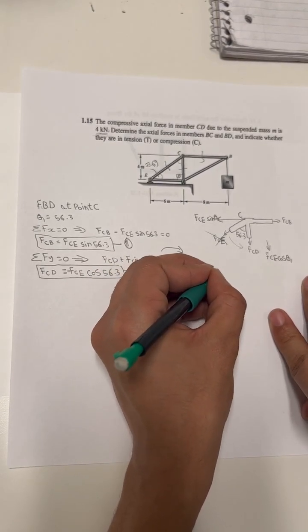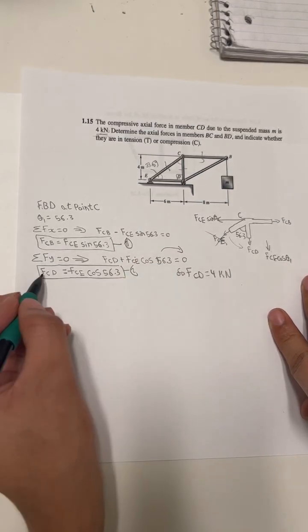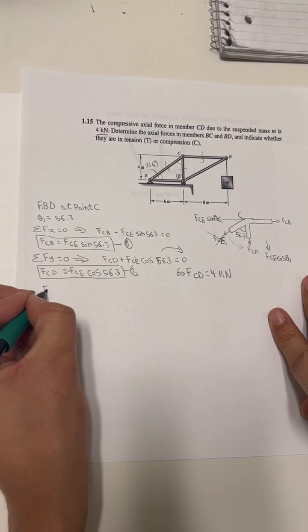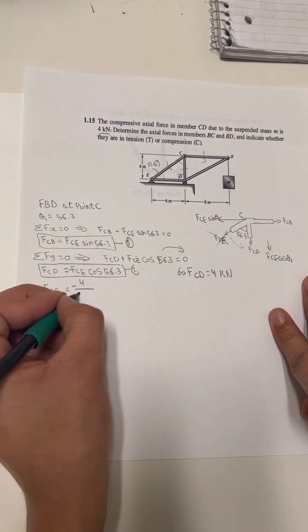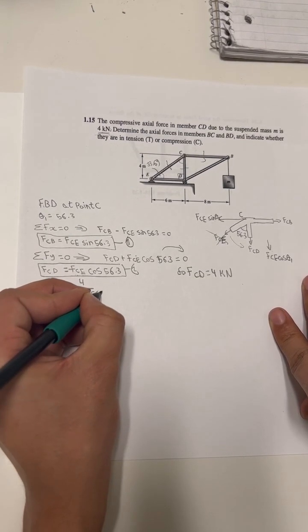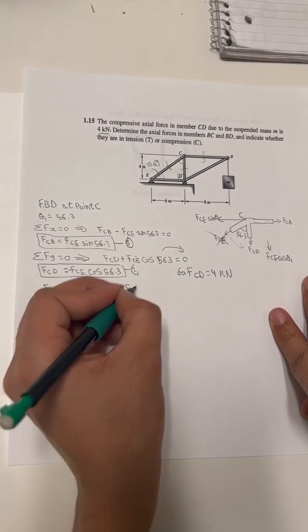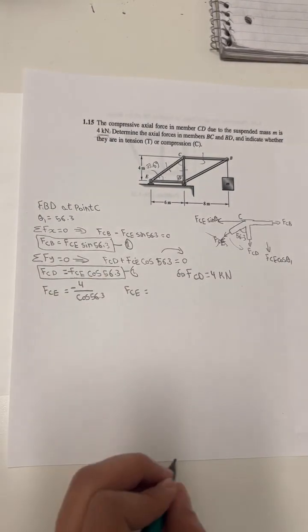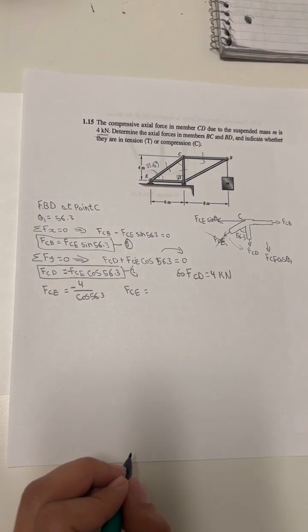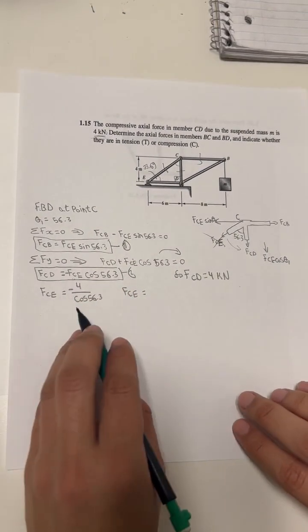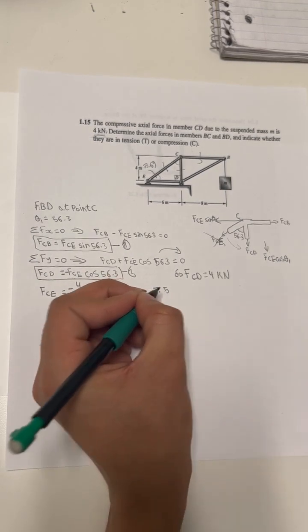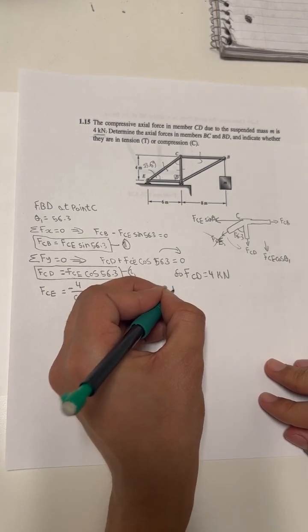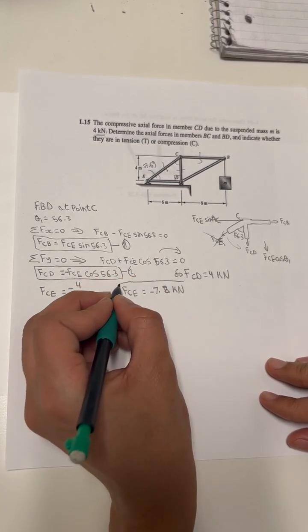FCD equals 4 kilonewton, so we can get FCE. So FCE equals negative 4, let's make it divided, cosine 56.3. FCE equals negative 7.2, negative 7.2 kilonewton. We have FCE.